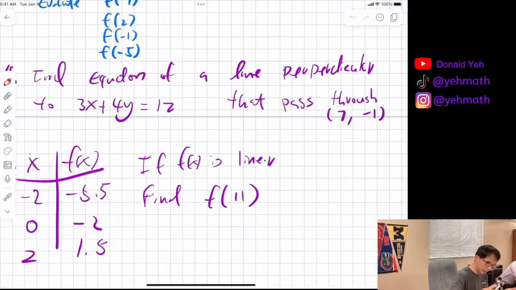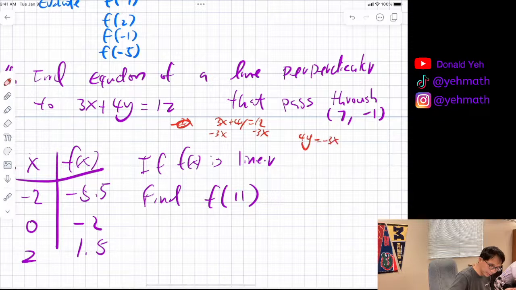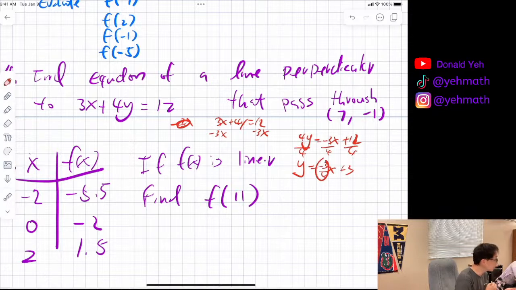Yep, that's it. So what you're going to do is take 3x plus 4y equal to 12 and subtract 3x. Always solve for y. So 4y is equal to negative 3x plus 12. Then you divide by 4, and y is equal to negative 3 over 4 x plus 3. And that's negative 3/4.